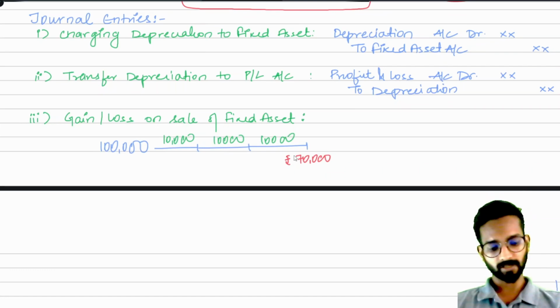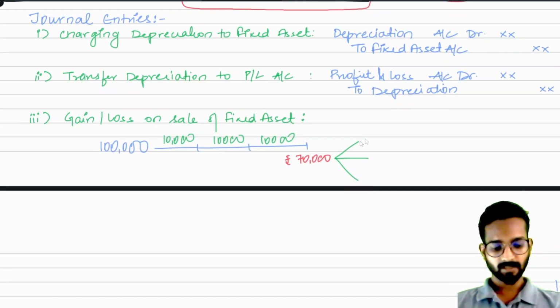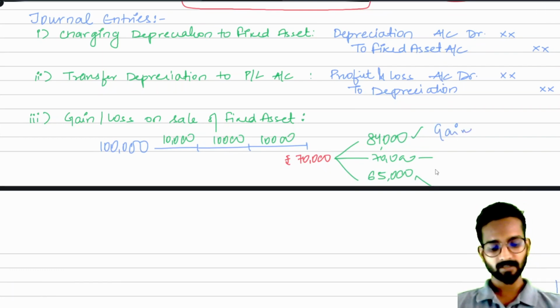Great. If the value is 70,000 rupees and if I go to the market, there can be three conditions. First, I may sell it for 84,000, or I will be selling it for 70,000 only, or I may sell it for 65,000. Higher, equal to, or lower than the book value. Tell me, if I am selling it at a higher price, it is gain on sale. If lower, then it is a loss. And if it can be sold at only 70,000, it means there is no gain, no loss. Very easy.